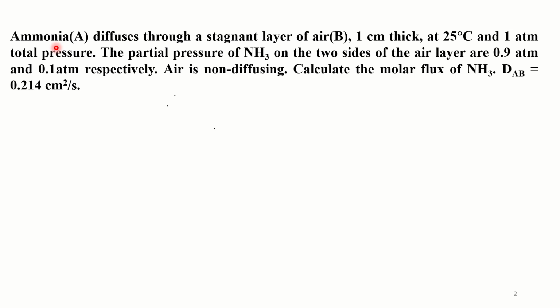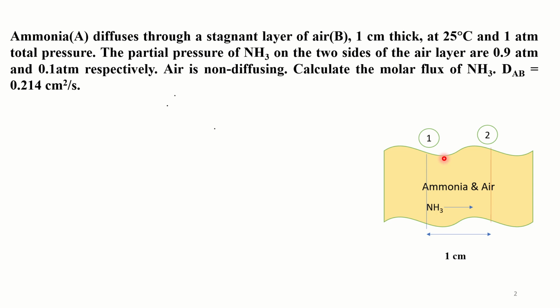Then whether it is unicomponent diffusion or equimolar counter diffusion. Again, let us go through the problem statement. Ammonia diffuses through a stagnant layer of air, which means air is a non-diffusing component. And also there is one more statement given in this problem: air is non-diffusing. So only ammonia is the diffusing component, and air is the non-diffusing component. So that means this problem falls under unicomponent diffusion in gas phase. After that, list out all the data given in the problem statement.